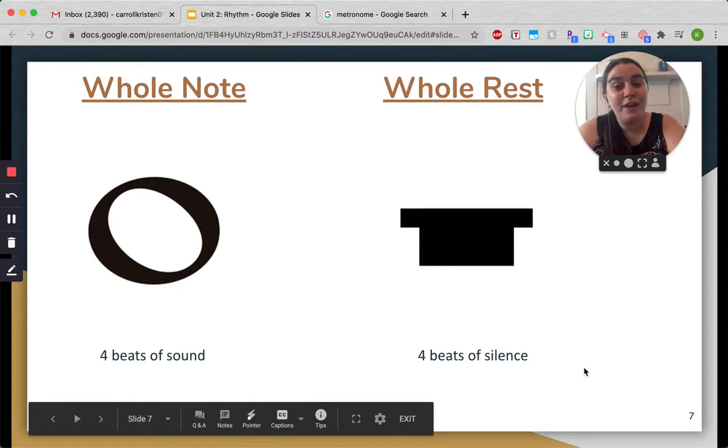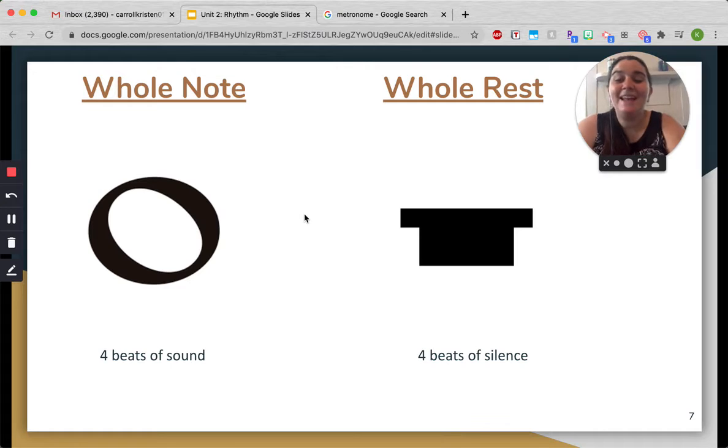We also have a whole note. A whole note kind of just looks like a circle. And it gets four beats of sound. So it's double the duration of a half note. We also have a whole rest. Now you may notice it looks very similar to our half rest, but it's actually just flipped upside down. And how I tell my students to remember whole rest versus half rest: if this part is the ground, this is the hole in the ground. So a half rest looks like a top hat, and a whole rest looks like a hole in the ground. And our whole rest gets four beats of silence. Whole note, four beats of sound. Whole rest, four beats of silence.